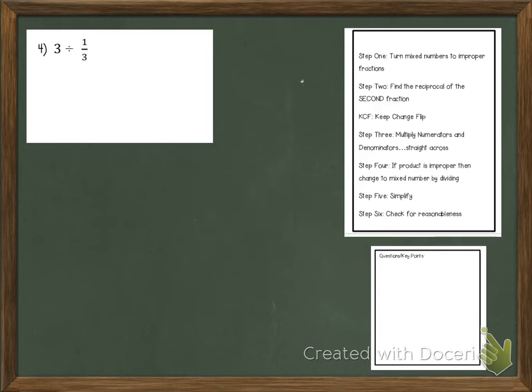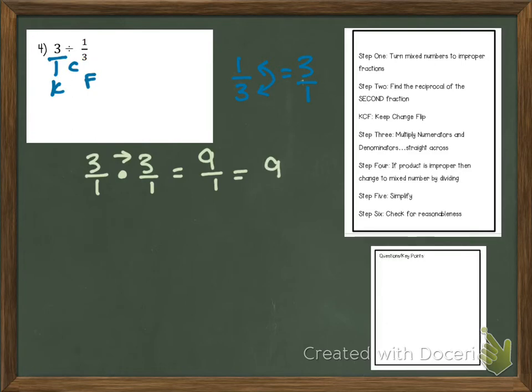Number 4, we have 3, and remember when we have a whole number that goes over 1 to make a fraction. So we keep, change, flip. We find the reciprocal of 1/3, which equals 3 over 1. So now we're ready to set up our problem again. We have 3 over 1, change 3 over 1, which when we multiply straight across gives us 9 over 1, giving us 9.